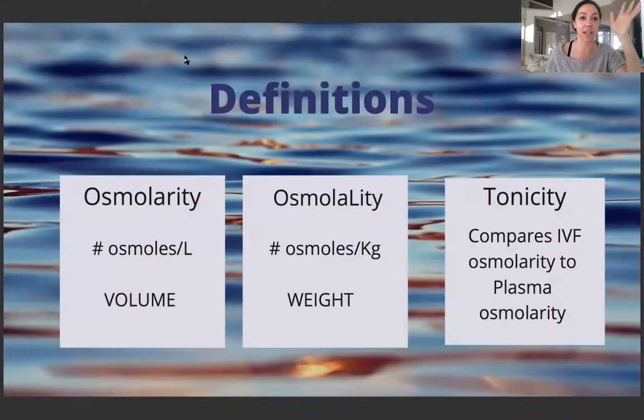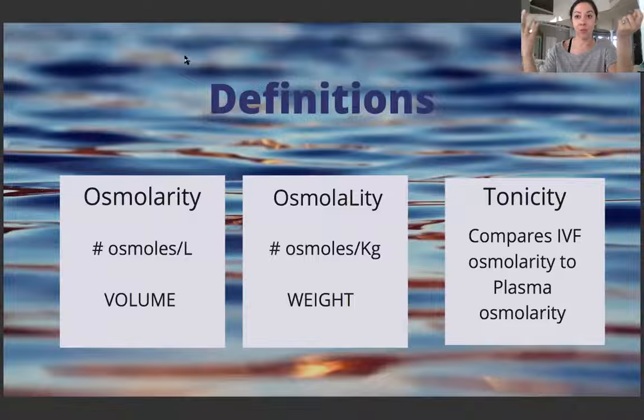So let's dive on in. First of all, osmolarity and osmolality both measure concentration. The one that we're going to focus on is osmolarity, which is the number of osmoles per liter, which is a volume thing. Osmolality, because you guys probably see that word, I just want to clarify, is the number of osmoles per kilogram. So it's more of a weight thing. That's the difference between the two.